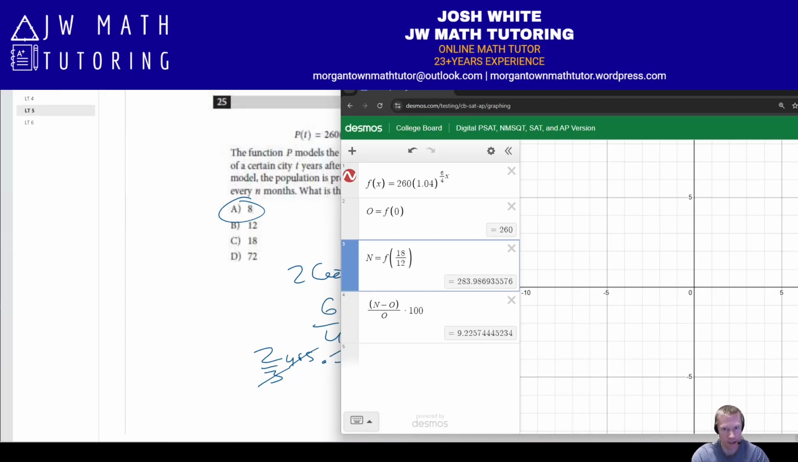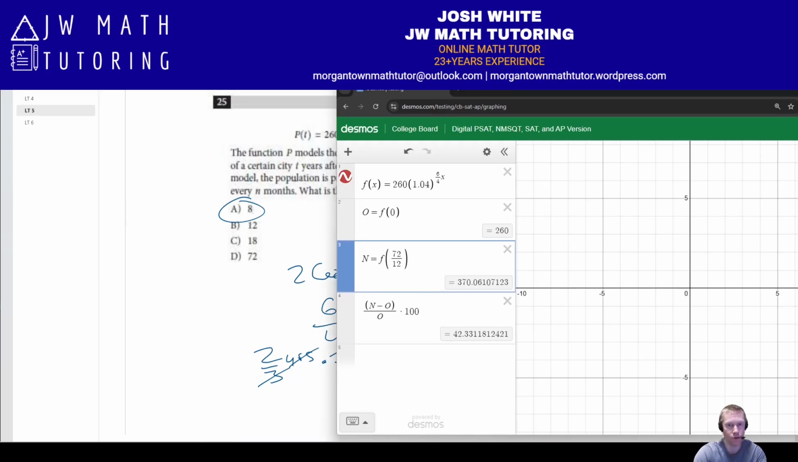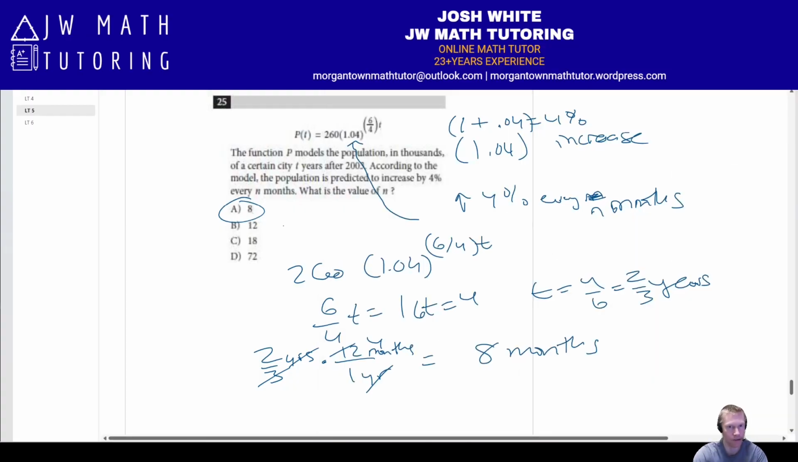Change it to 18. Now the increase is 9.23% over an 18-month period. Now change it to 72, which is 6 years. The increase is 42.3%. That's not the 4% increase they're looking for in the problem. So this is how you could do it by taking the answer choices, plugging them in, calculating the percentage increase, and then seeing which one matches. Basically, it's back solving.